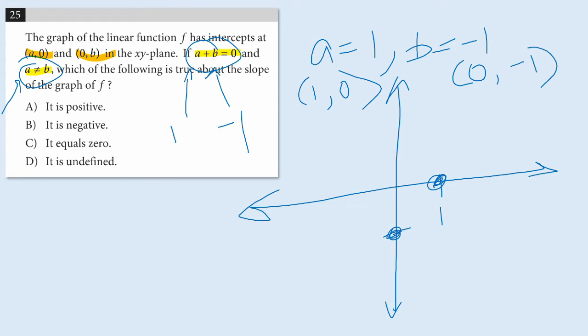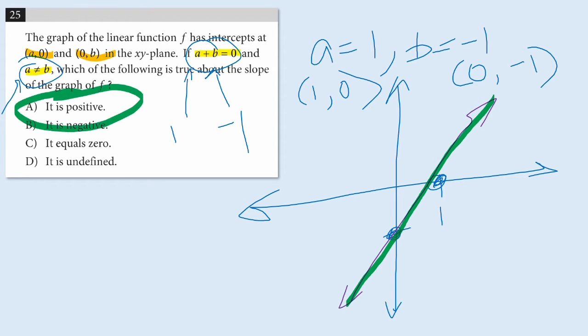I think you can see where I'm going with this. And all we have to do is, because we know that those 2 points are on the line as the intercepts, there's our line. So what do we see about it? Well, we see the slope is rising upwards from left to right. So that means it has a positive slope. So the answer is A.